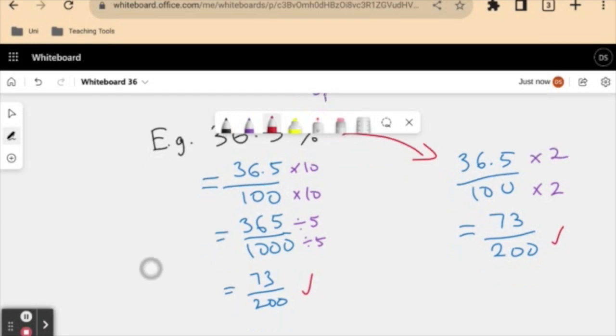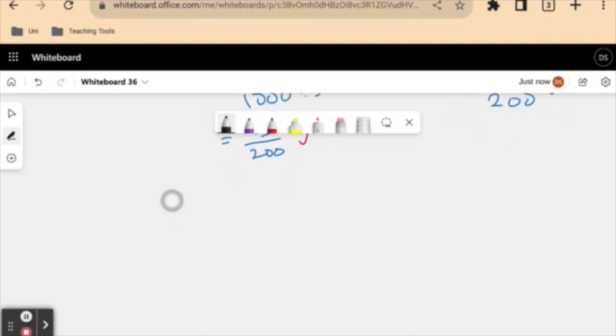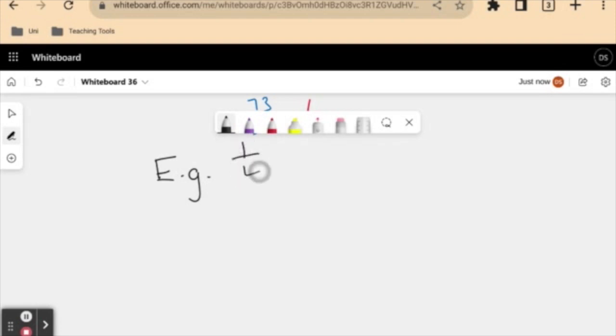I have right here that I want to express 1/4% as a fraction in its simplest form. Now, once again, I'm mixing tools. I have a fraction representing a percentage. We can convert this to just a fraction, to a nice fraction.